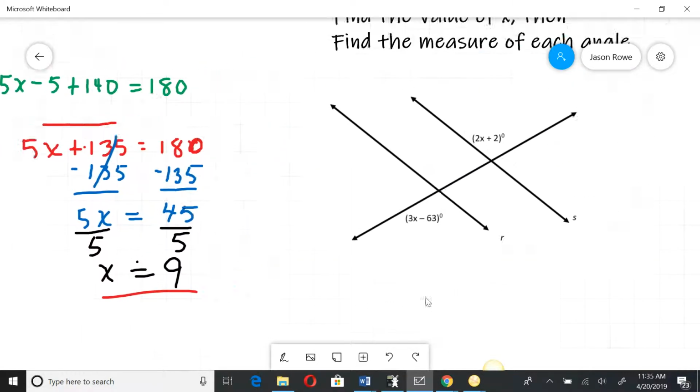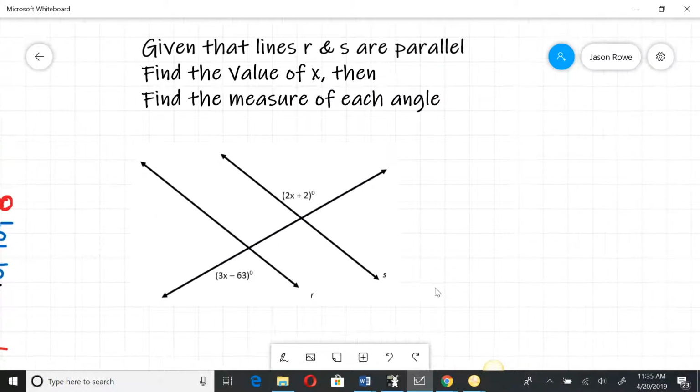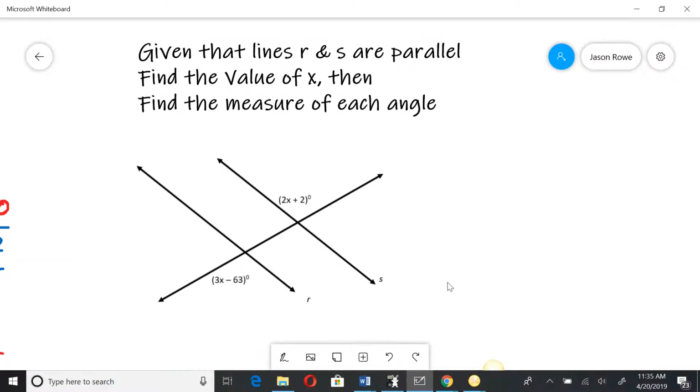All right, so let's take a look at our next example. So we've got R and S are parallel again. So we know that these two lines are parallel. And we want to find the value of x and then find the measure of each angle. So we need to know the relationship between these two angles. Again, these are exterior angles.